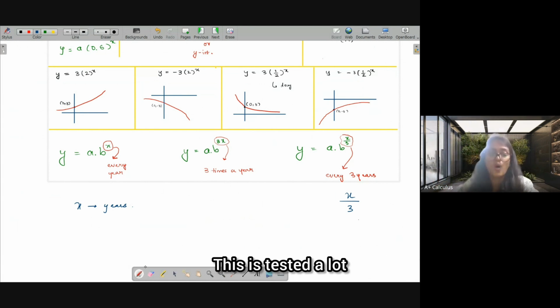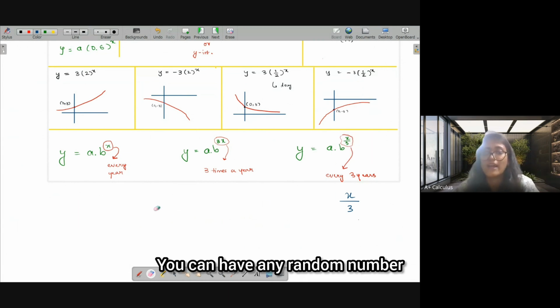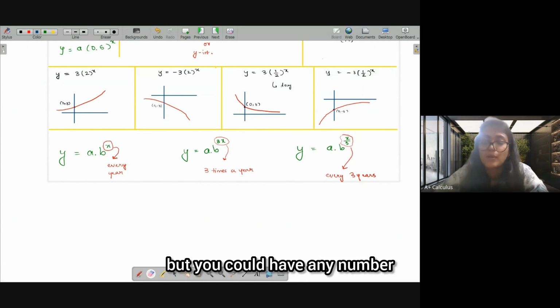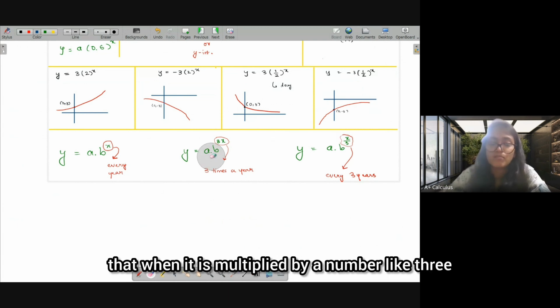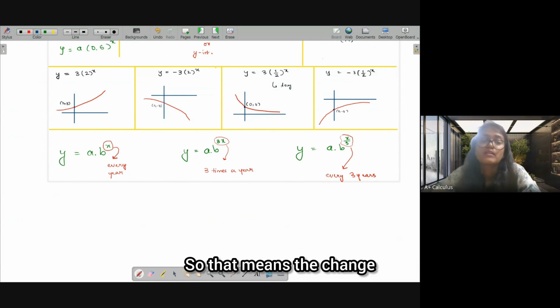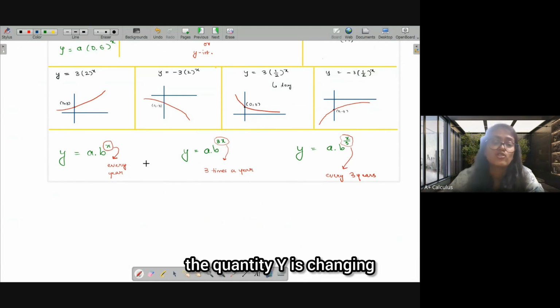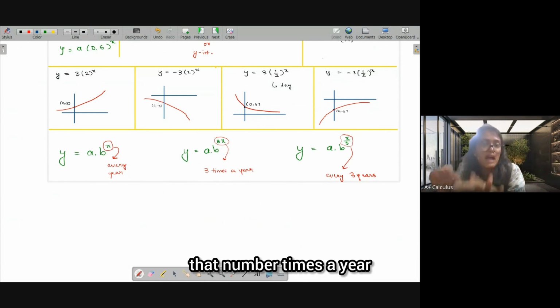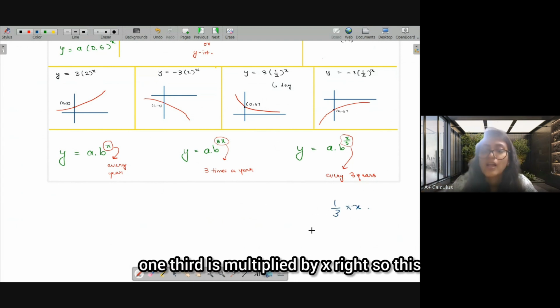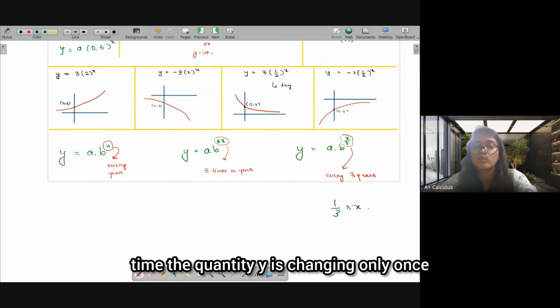This is tested a lot, and 3 is just a number. You can have any random number. I've just taken 3 as an example. But you should know that when x is multiplied by a number like 3, greater than 1, the quantity y is changing that many times a year. And if it is 1/3, so this time 1/3 is multiplied by x, the quantity y is changing only once in every 3 years.